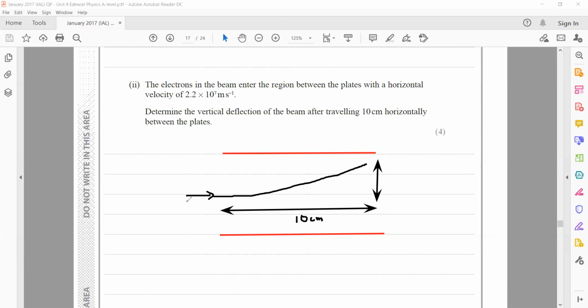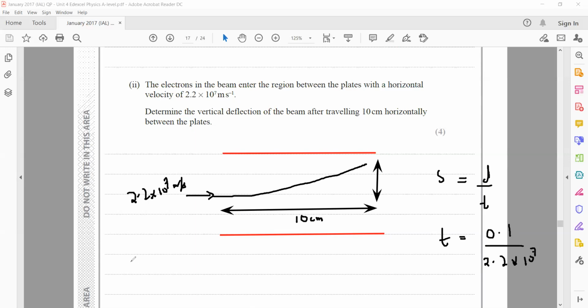First, we have the horizontal speed, which is 2.2 × 10^7 meters per second. Using this speed, we will find how much time it will take to cover this 10 centimeters, converted into meters. Speed equals distance over time, so time equals distance divided by speed. Distance 0.1 meter divided by the speed, 2.2 × 10^7. After we get the time, we'll know how much time it takes to cover 10 centimeters horizontally.